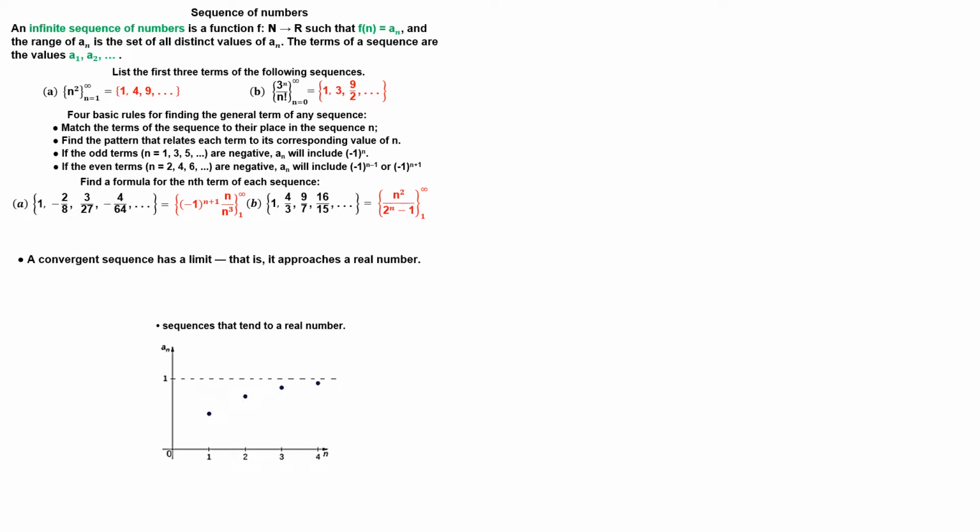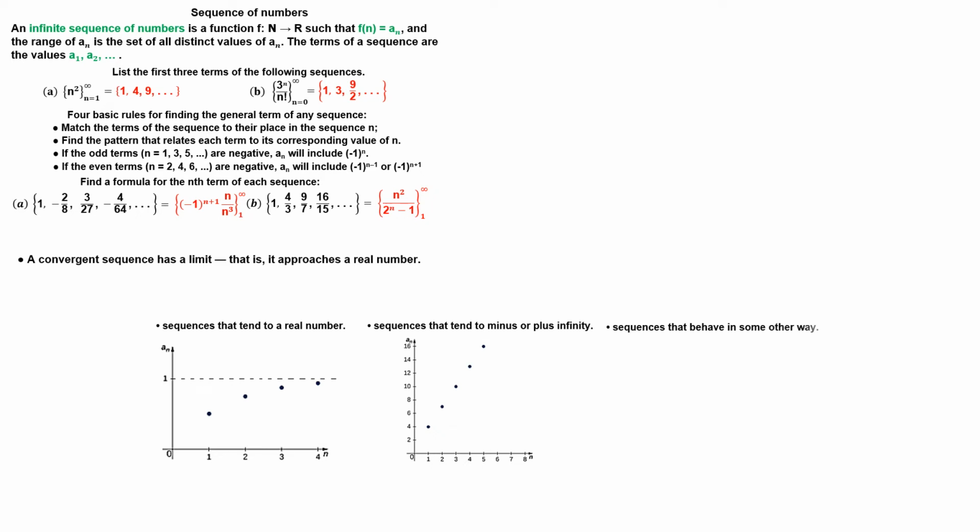Sequences that tend to minus or plus infinity. The sequence grows without bound, rather than approaching some finite value as n tends to infinity. Then we say that the limit does not exist and the sequence is divergent.